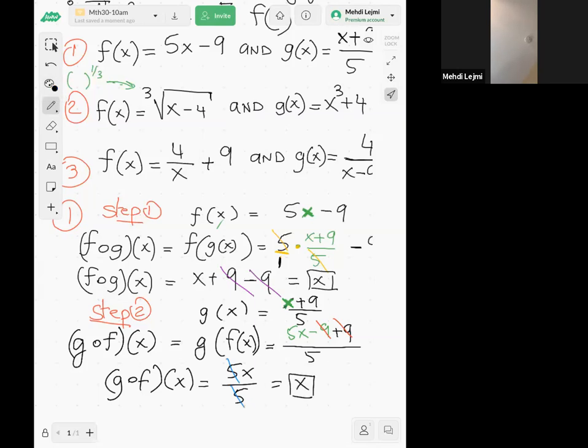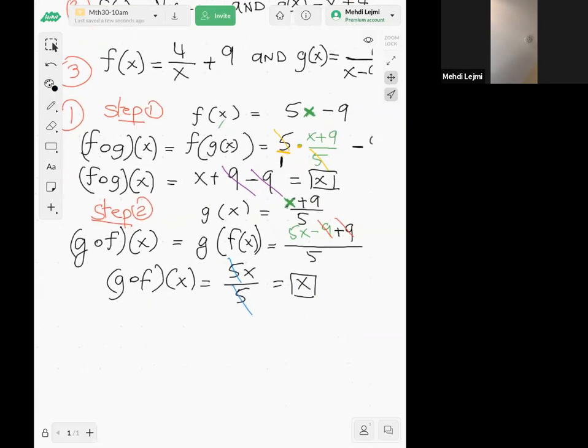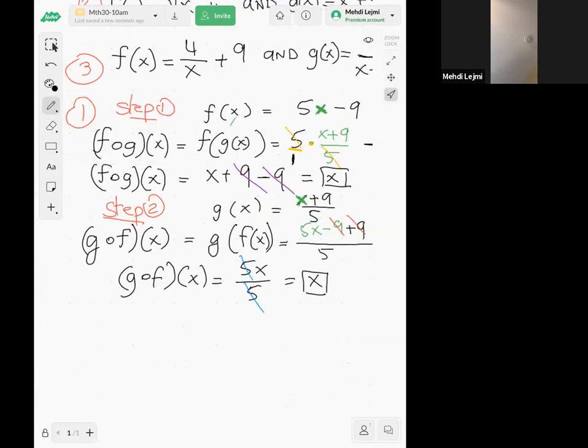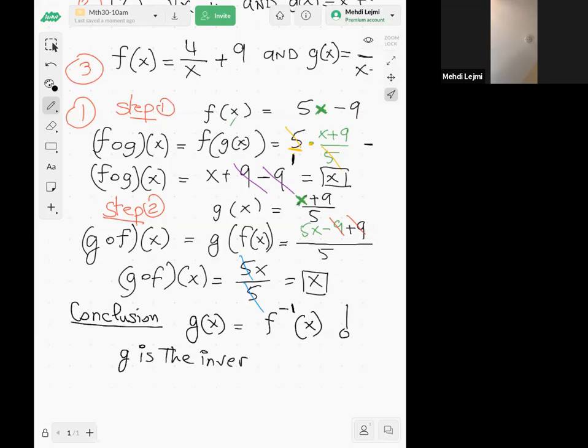Okay, so in both step 1 and step 2, we got x, just x by itself. So then this g is the inverse of f. So g of x is equal to f inverse. So g is the inverse of f, right? So any question about number 1?